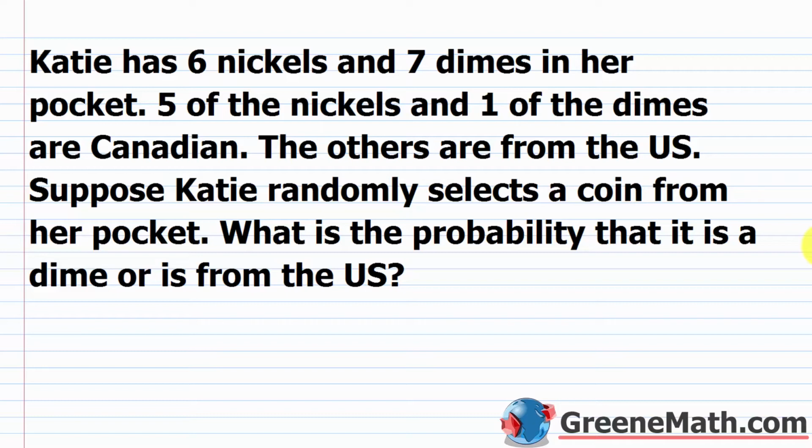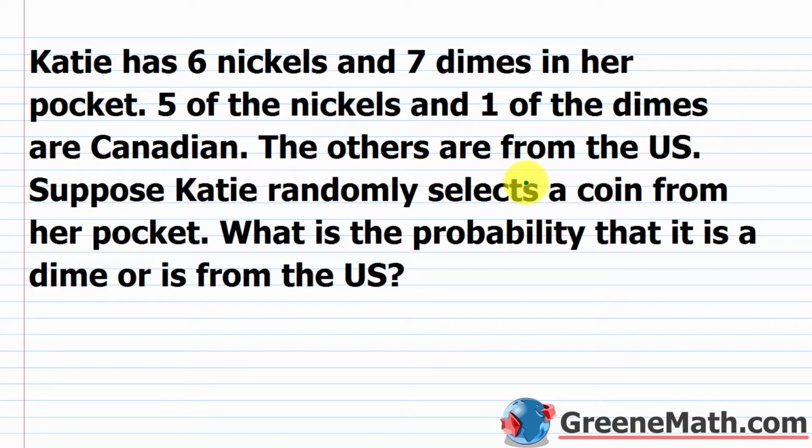So when you hear and, you've got to be thinking about multiplication. When you hear or, you've got to be thinking about adding. Okay, but there's a trick to this, and let me just go through this with this problem. So Katie has 6 nickels and 7 dimes in her pocket. 5 of the nickels and 1 of the dimes are Canadian. The others are from the US.